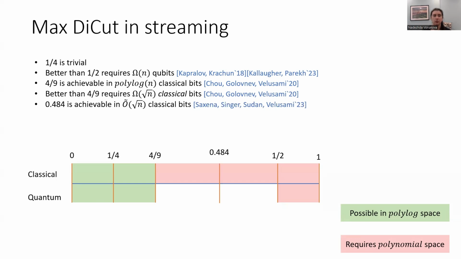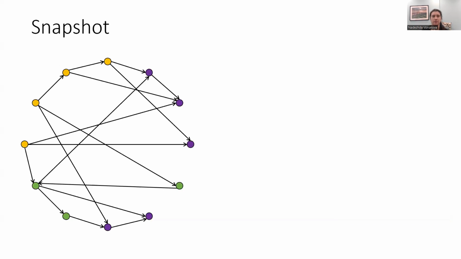This bound was shown to be tight for approximation up to 0.484 factor, and we show that the same approximation factor is achievable in polylogarithmic number of qubits, which gives us the exponential advantage. Our approximation factor is the same because we are approximating the same set of statistics about the graph as Saxena, Singer, Sudan, and Velusamy do. This set of statistics is called a snapshot.